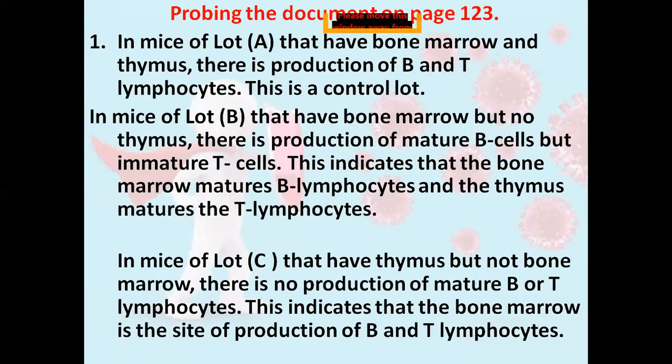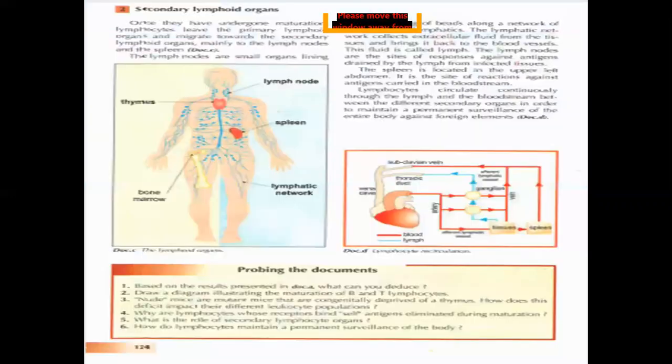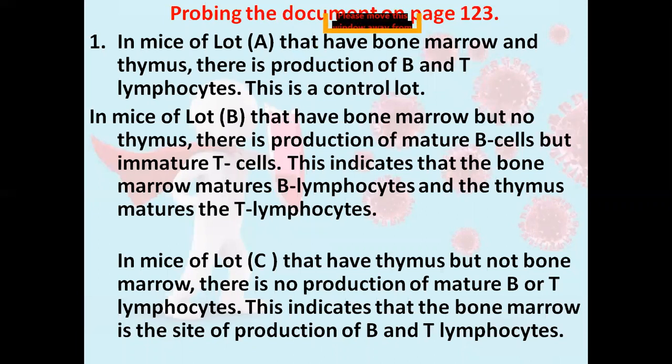So here I will interpret, not exactly as the question asks. The question says based on the results, what can you deduce, so it wants a deduction. Here, in mice of blood A that have bone marrow and thymus, there is production of B and T lymphocytes. So this is the control lot, a control experiment used to compare and explain the different experimental results.